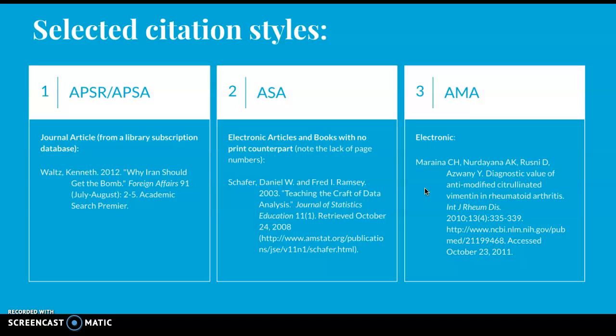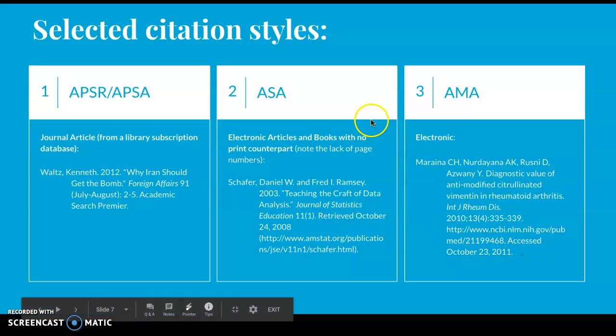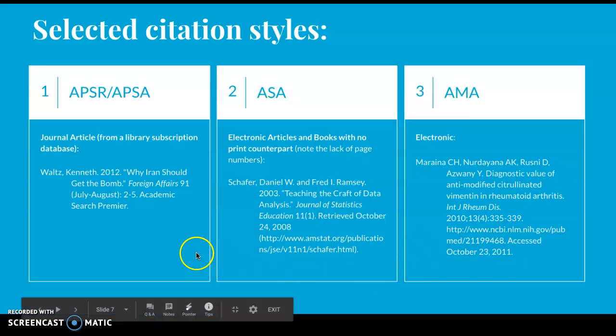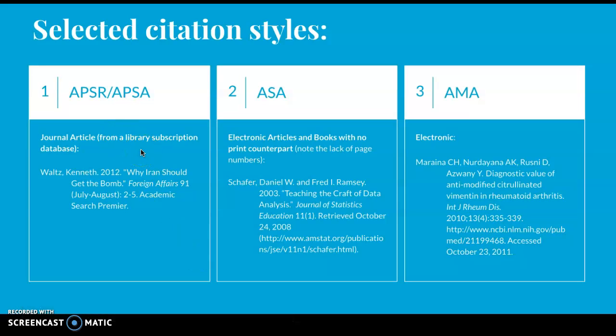And we can also see things such as page numbers vary, years vary, as well as in ASA and AMA, you'll see retrieved versus accessed. ASA for this particular citation doesn't have page numbers, just because this was the citation example that I found, but you'll see that it includes a URL. Whereas for APSR, I thought this was particularly interesting, it has the particular database that you find it through, but this was specific to a library subscription.